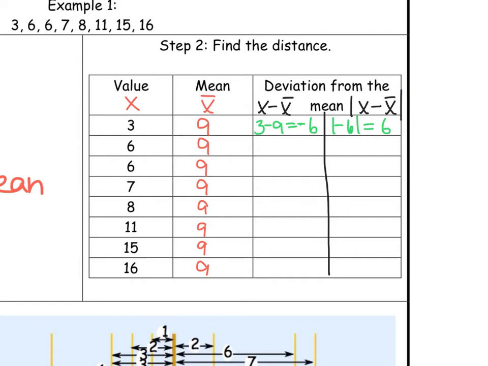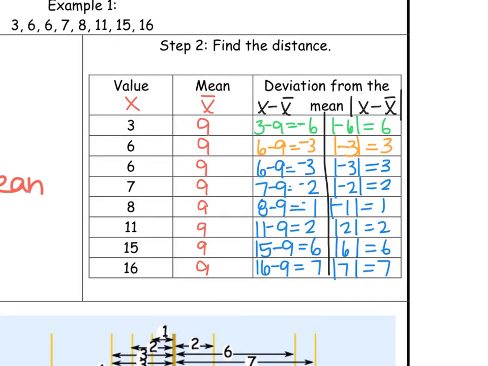Same thing with the next set of data. It's 6 minus 9, which is -3. So then we're finding the absolute value of -3, and that's 3. So go ahead and finish all the way up to number 16. I'm going to pause the video and then check back and check your answers.